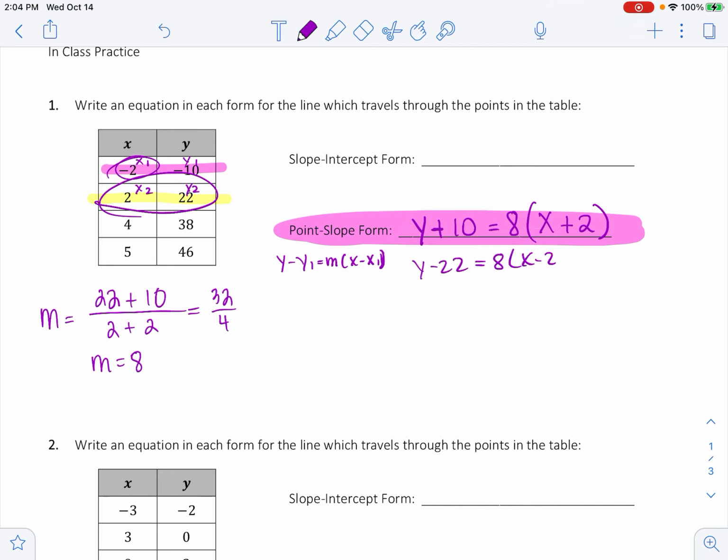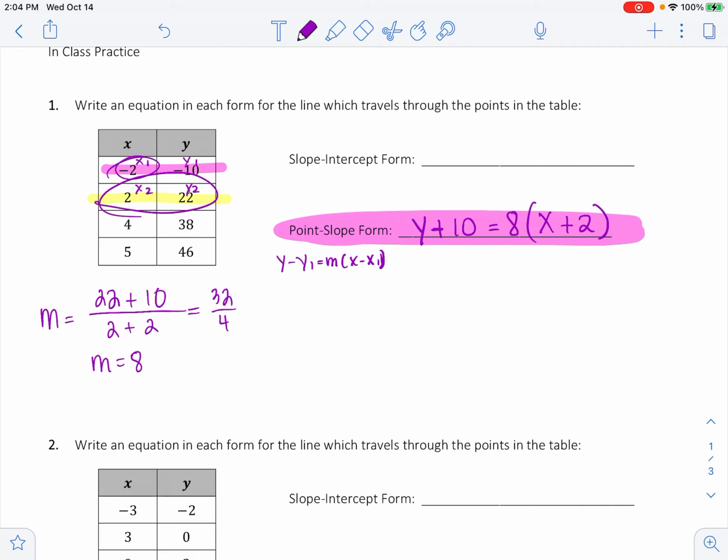That's not the only correct answer because you could have said this was your point instead. So you could have done y minus 22 equals 8 times x minus 2. Or you could have used this point or this point. You have 4 correct answers here for point-slope form. Okay? I'm just going to get rid of it all because I don't want both.